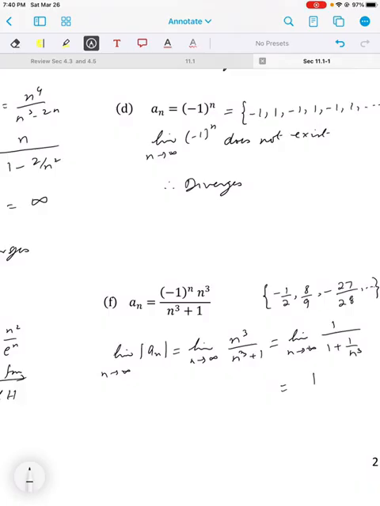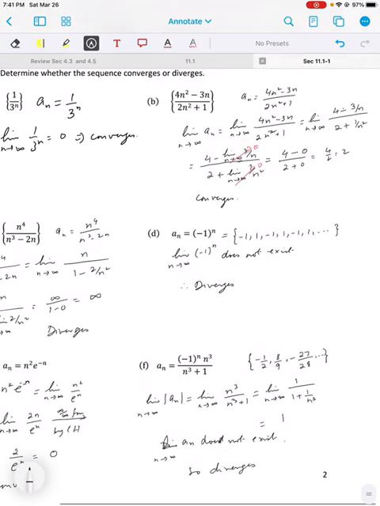But this is for the absolute value, which is telling us that for the sequence itself we are going to get either the value negative 1 or 1. So we say the limit does not exist. Limit of a_n as n goes to infinity does not exist. So it diverges. So this is how we find whether the sequence diverges or converges.